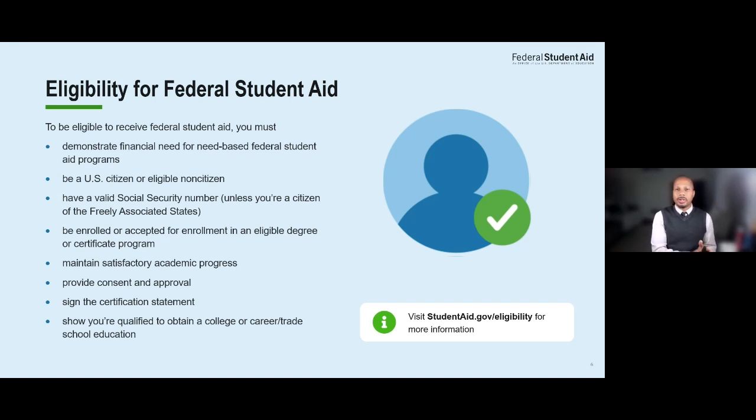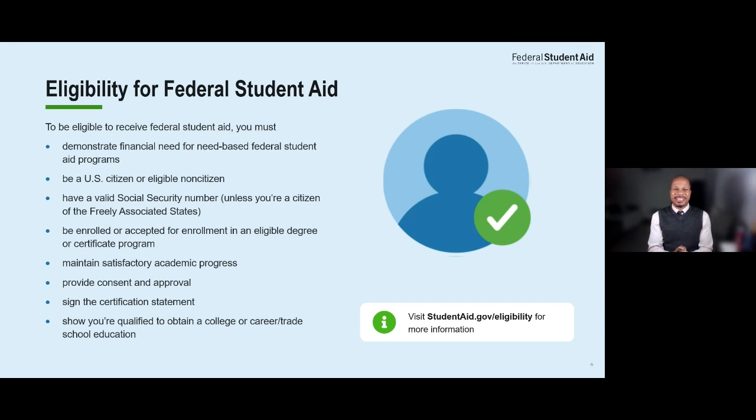For example, demonstrating financial need. Financial need is determined by the cost of attendance minus the tuition bills and things like that. Excuse me, let me back up for a second. Minus your SAI, your student aid index. Once you subtract that, that determines how much financial need you demonstrate.